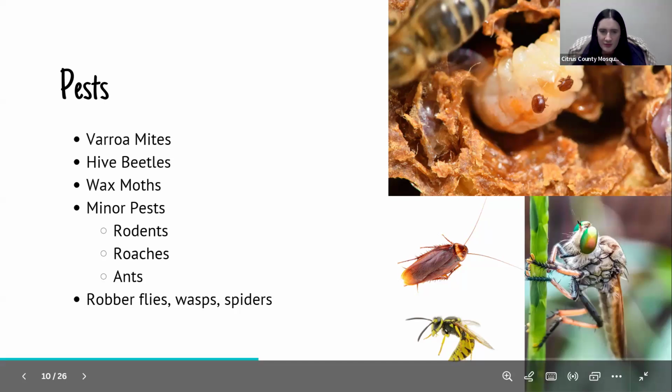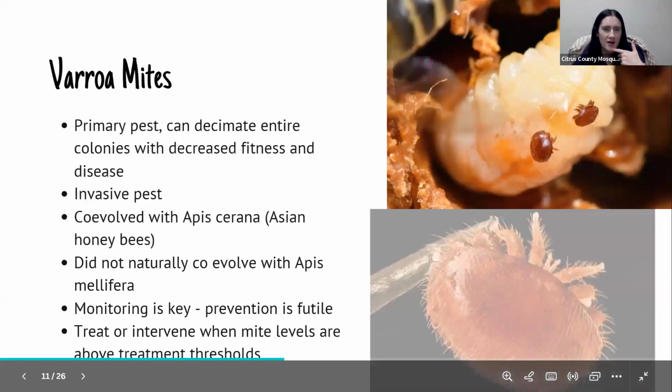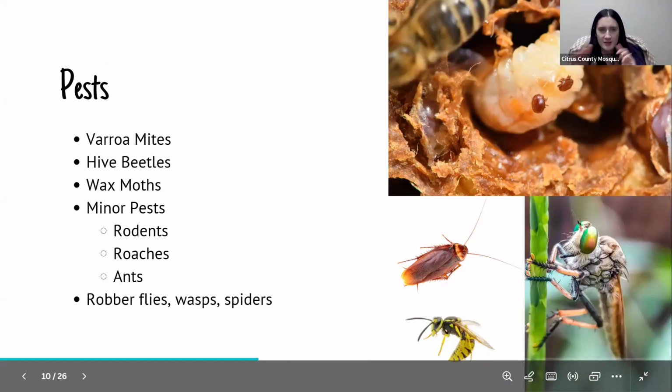Hive beetles, I don't have a picture of. Oh, I go into more detail on the other slides. Okay, so I will just give a quick overview of these. So we'll talk about hive beetles, wax moths, minor pests, things like rodents, roaches, ants, robber flies, wasps, spiders, things like that.